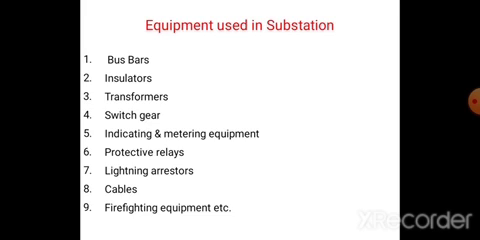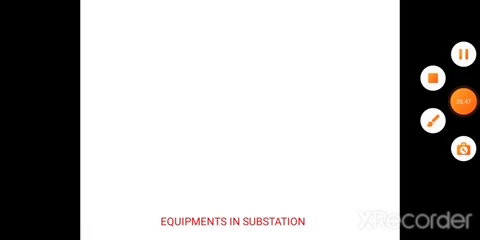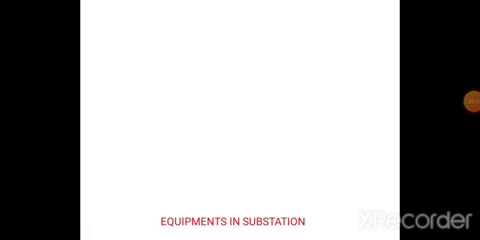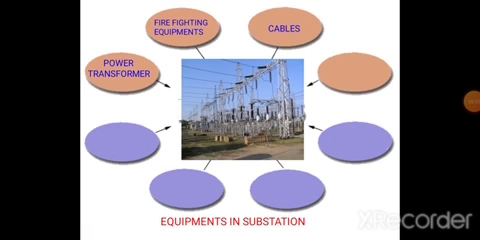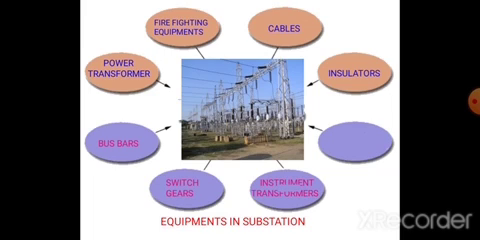If any hazards occur in the substation, we use firefighting equipment. Cables, insulators, lightning arresters, switchgear, bus bars and power transformers, cables and firefighting equipment: these are the different equipment we are using in substations.